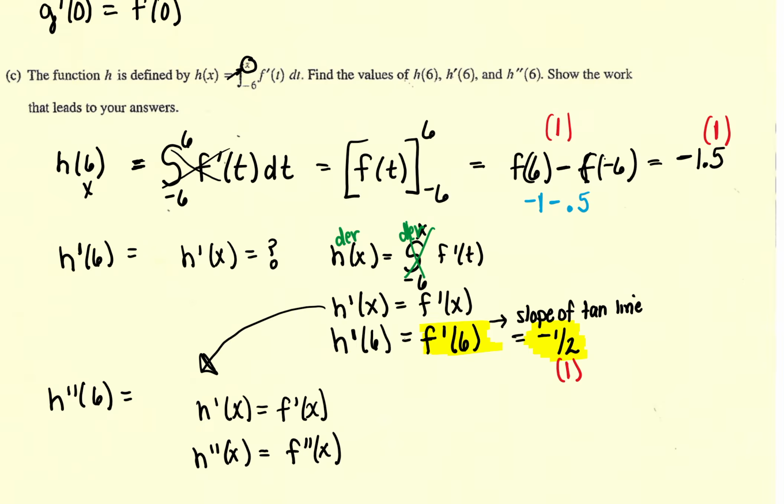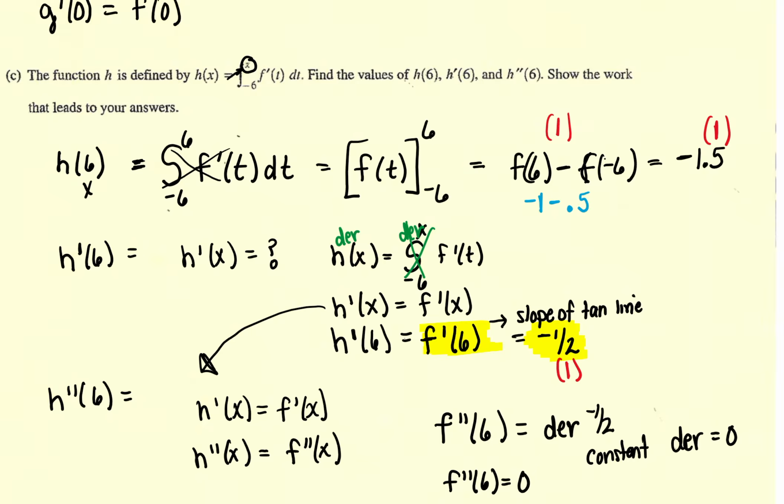So if I want the second derivative at 6, that means you're taking the derivative of negative 1/2. Well, the derivative of a constant, because the first derivative is that constant negative 1/2, is equal to 0. So f double prime of 6 is equal to 0. If you got that, give yourself your last point.